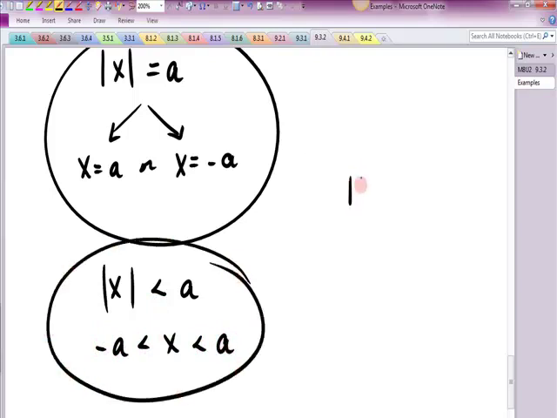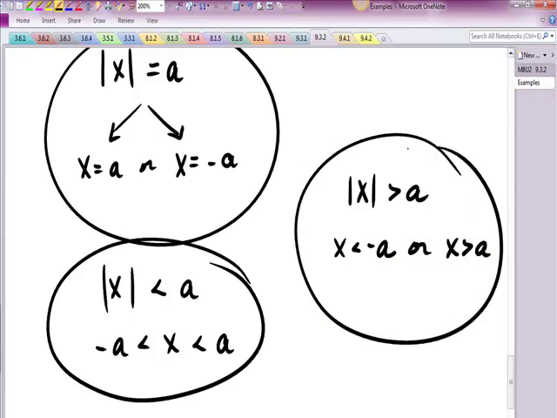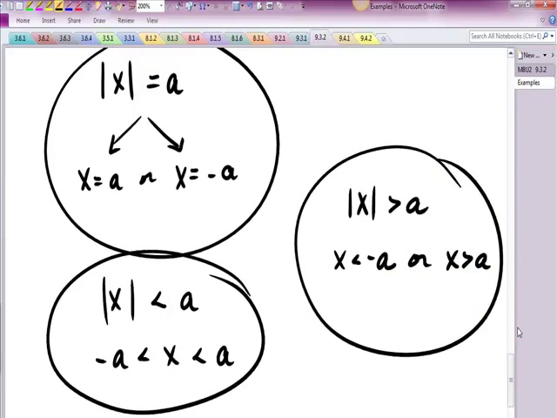If we have the absolute value of x is greater than a, we have the extremes. X is less than the negative, or x is greater than the positive. So if I were you, I would write those down as you're getting ready for your exam, for this unit test. This is how you solve the equation. The less than is the between, the greater than is the extremes.